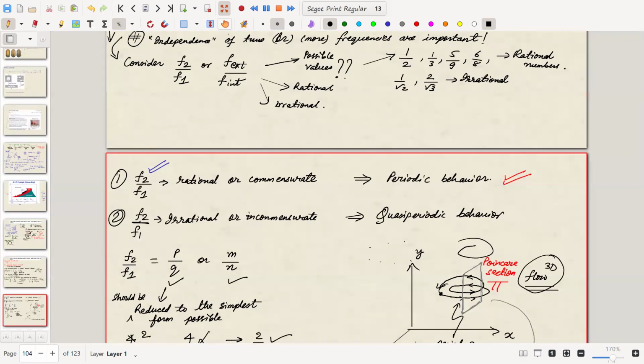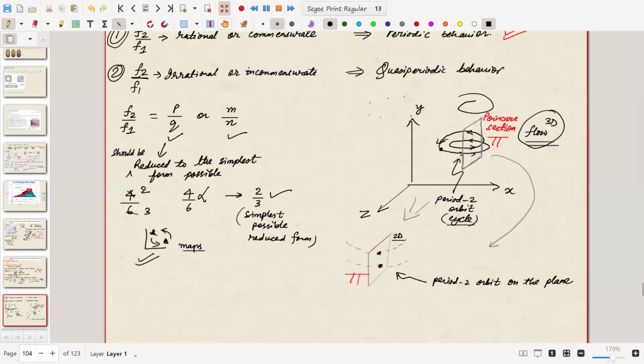Why we came to frequencies? We said that every object has an internal frequency. And when you subject some external force to it, it vibrates with an external frequency. Now, depending on the ratio of the external frequency to the internal frequency, we characterize the behavior. We discussed two aspects. If the ratio is rational, or we say commensurate, it implies periodic behavior. If the ratio is irrational, or incommensurate, it implies quasi-periodic behavior.